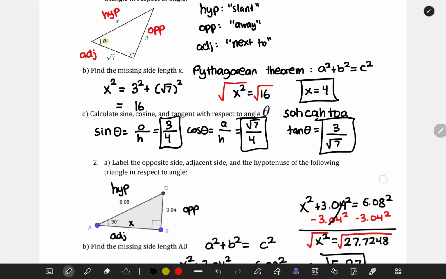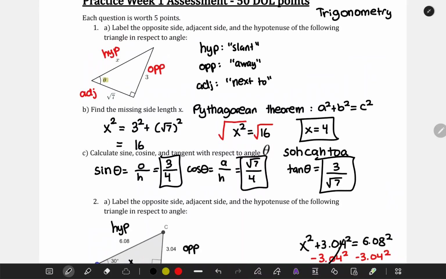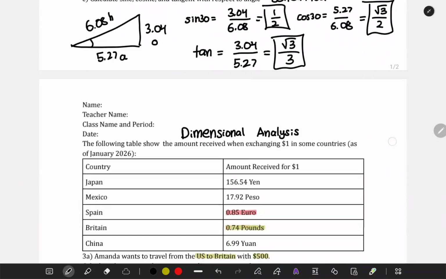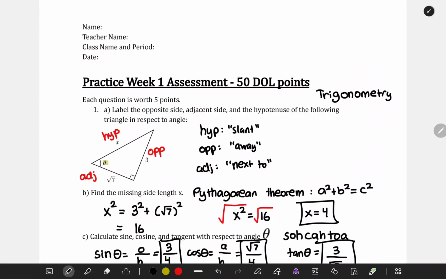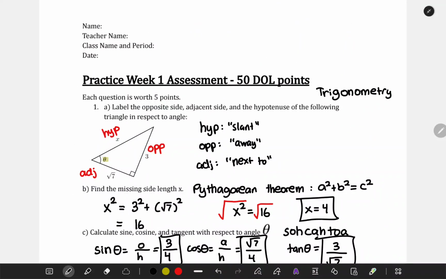The first half involves trigonometry using Pythagorean theorem and labeling SOHCAHTOA, while the other half is going to be about dimensional analysis and the use of ratios. And that concludes our test.